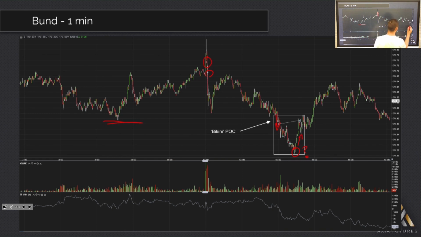Now, this bikini POC is about here. Now, if this is going to form a double distribution, if this offer is getting pulled, you would expect lots of absorption in this zone, right?